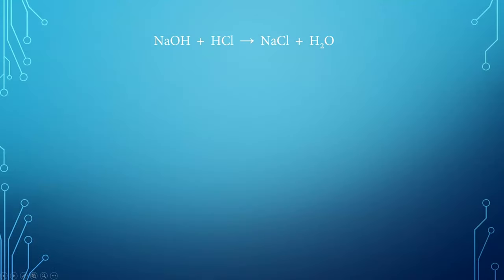Let's consider a titration between sodium hydroxide and hydrochloric acid. We have here the balanced equation, so we can see that it's a 1-to-1 ratio. So we'll be using a known solution of sodium hydroxide and titrating an unknown solution of hydrochloric acid. What we're looking for is the point where the number of moles of sodium hydroxide is equal to the number of moles of hydrochloric acid. That will occur at the end point of the titration, and then by figuring out the moles of our known material, we can determine the number of moles of our unknown.